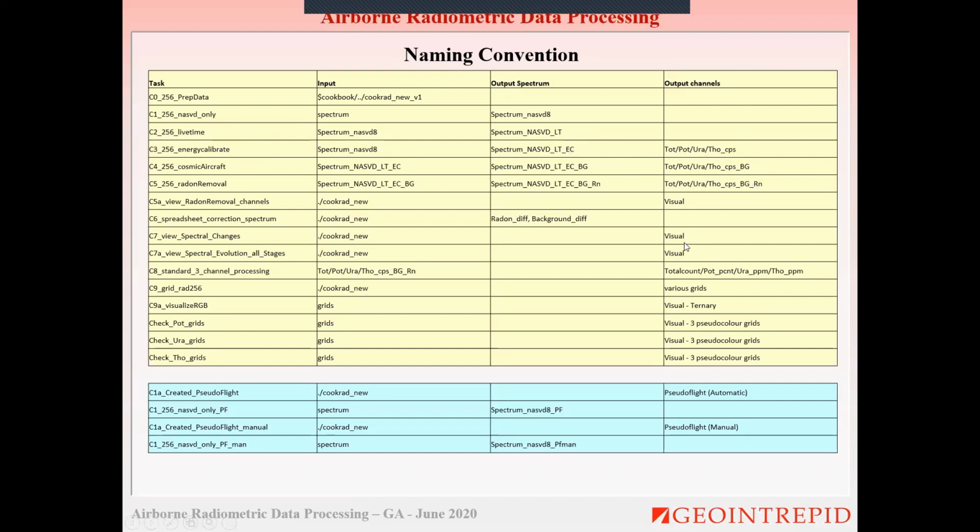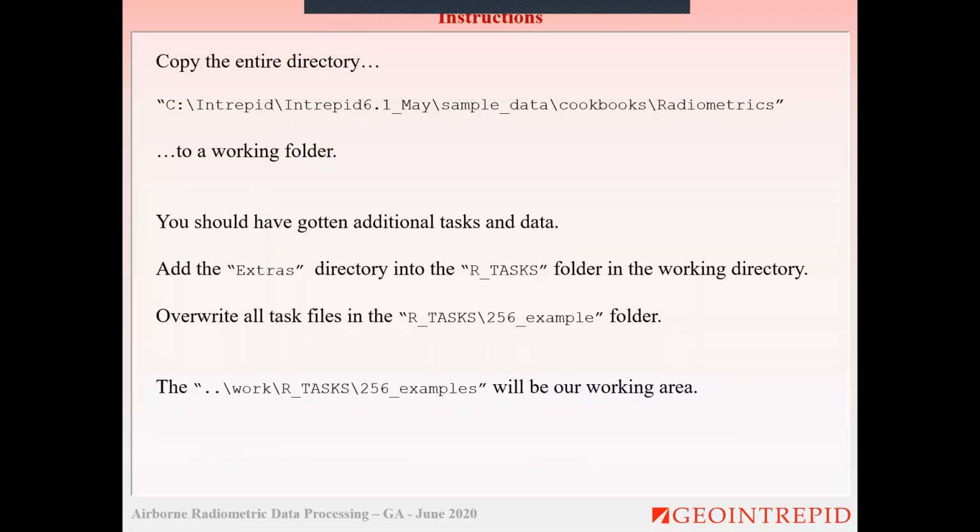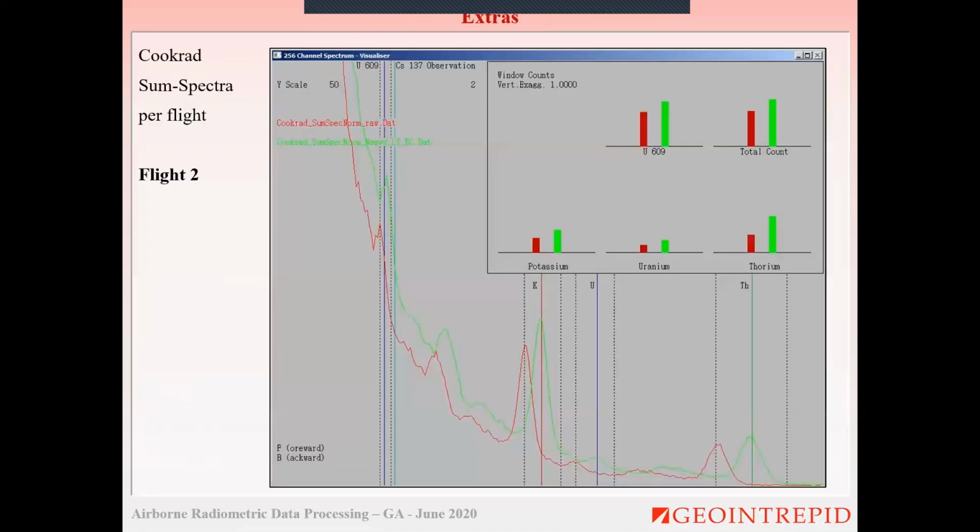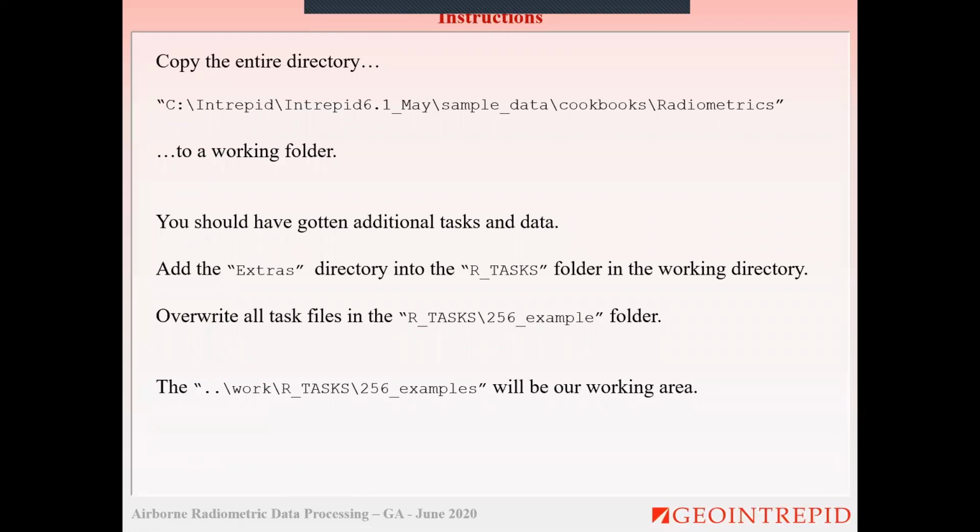And there's a couple of visuals. In the standard 3-channel processing, we input the counts per second, background corrected and radon removed, and we get the ground concentration, percent in potassium and ppm in uranium and thorium, as the output. And again, there's another couple of visuals, and if we have time at the end, we will go back to step 1 and discuss some things that influence spectral smoothing. So I guess you did that, and we could actually start, because the extras we look at later. Are there any questions so far?